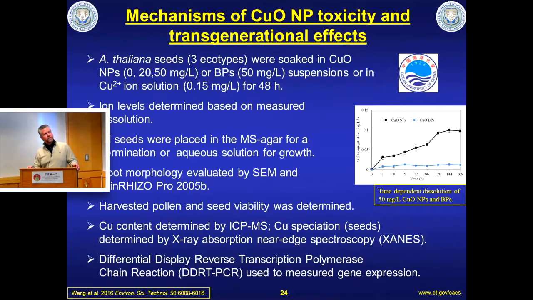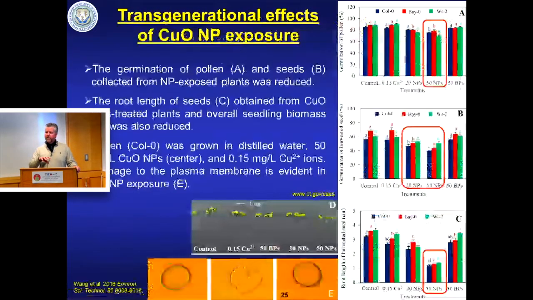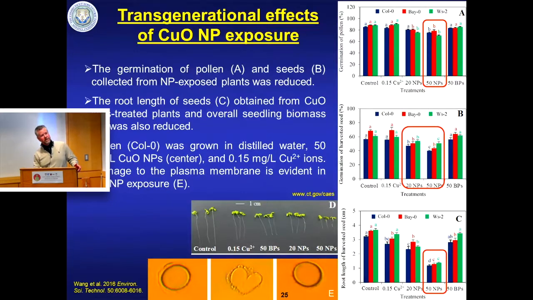So the transgenerational effects issue was, yes, you do see effects. You expose the parent, grow the plant through its life cycle, collect the pollen and germinate the pollen, collect the seeds that result after fertilization and germinate those seeds. And we saw effects all the way through. And this is just some of the data here that you can see if you want to look through it.